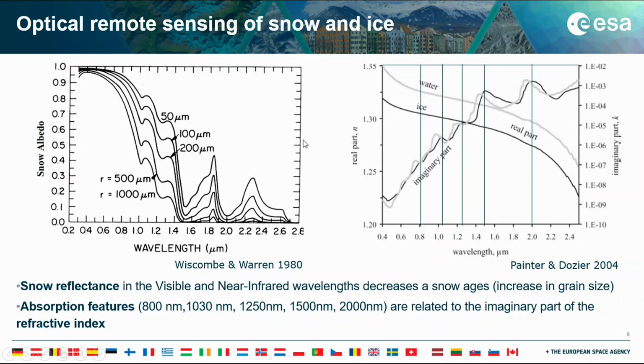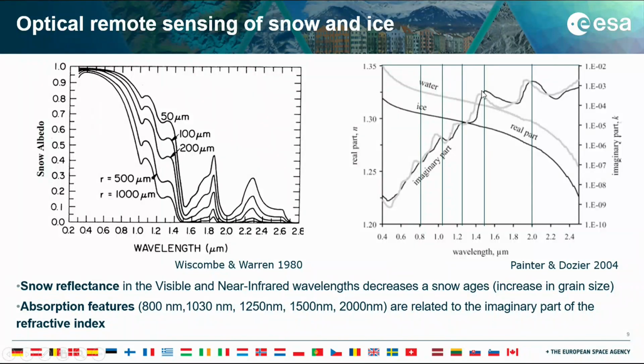And all these optical properties that you see on the left are coming from the imaginary part of the refractive index of snow and ice, of ice in particular. I like this plot very much because it shows that the imaginary part, you see this one, tells us about how the surface is absorbing the radiation at different wavelengths between the visible and the shortwave infrared.